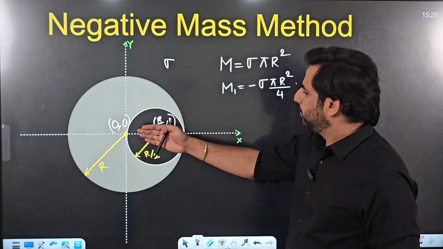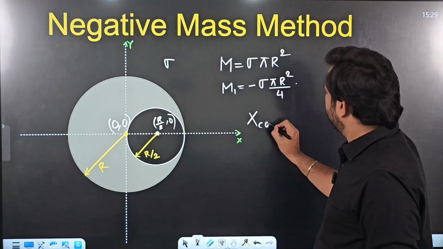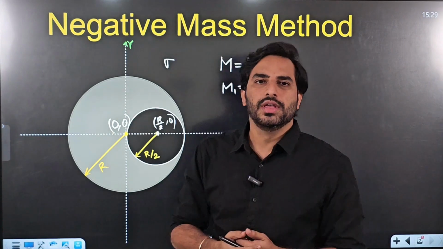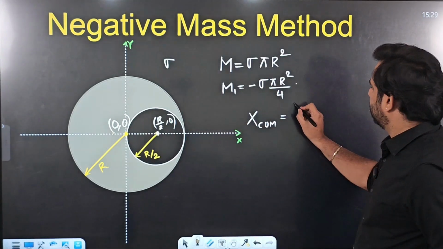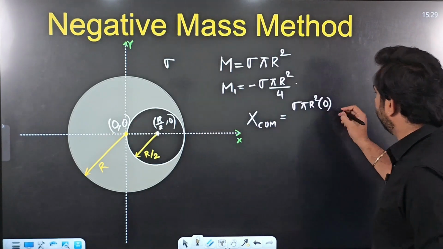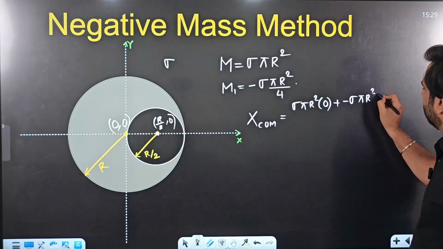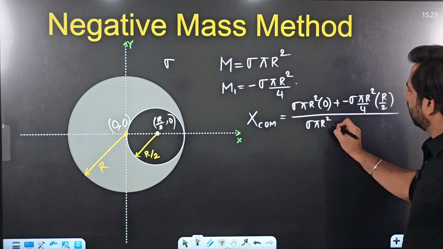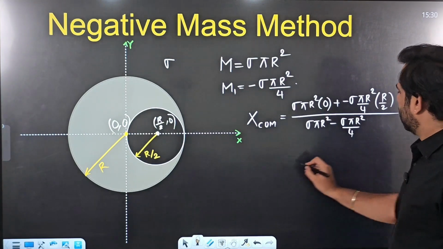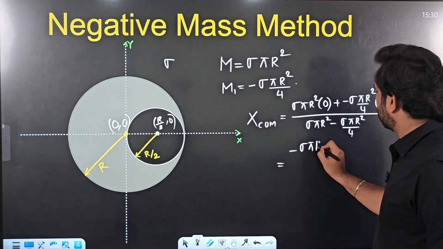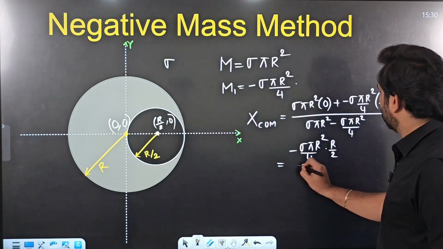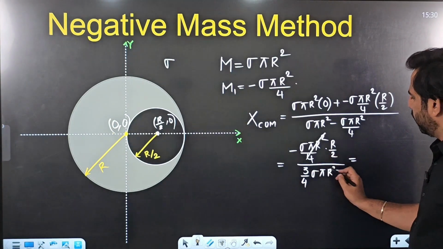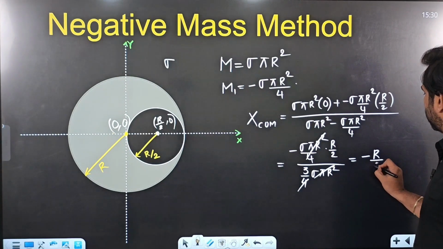Now you know the coordinates of center of mass of the two disks. You can find the x coordinate of center of mass of the system. The equation to find the center of mass's x coordinate is m1 x1 plus m2 x2 by m1 plus m2. Applying this, mass sigma pi r square into its x coordinate, which is 0, plus minus sigma pi r square by 4 into the x coordinate of center of mass, which is r by 2, divided by m plus m1, which is sigma pi r square minus sigma pi r square by 4. I'm solving this. The first term is 0, minus sigma pi r square by 4 into r by 2, divided by 3 by 4 of sigma pi r square. I can get rid of sigma pi r square by 4. I'm left with minus r by 2 by 3, which is minus r by 6.